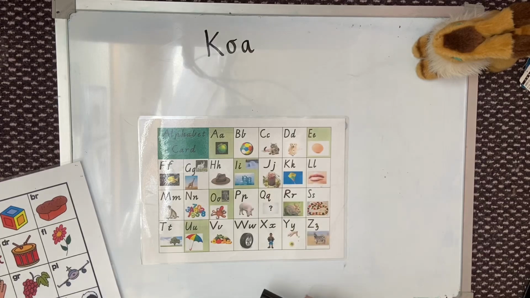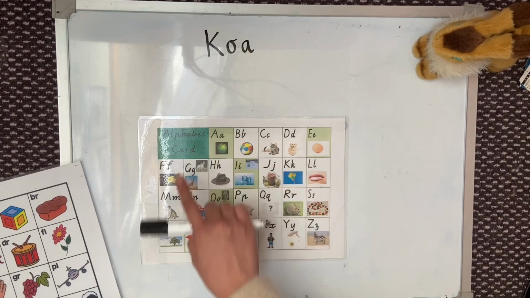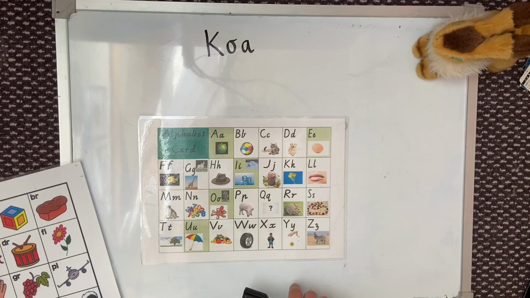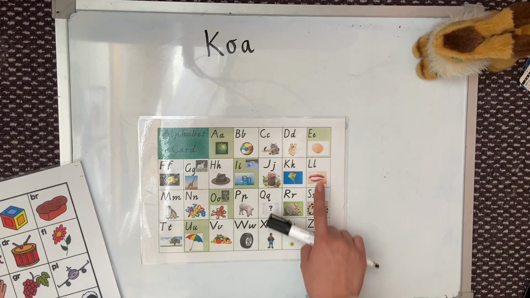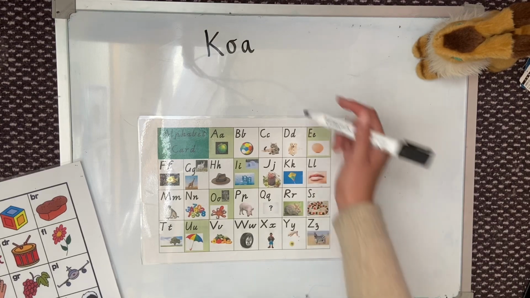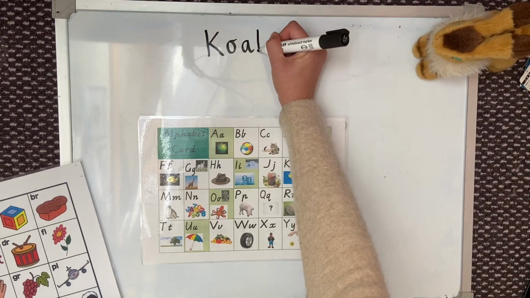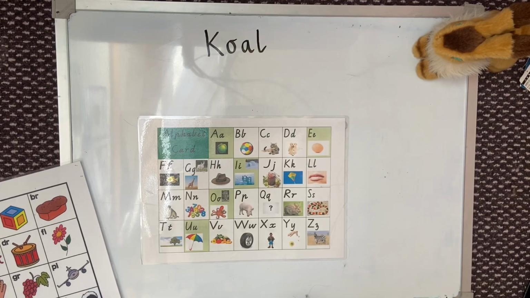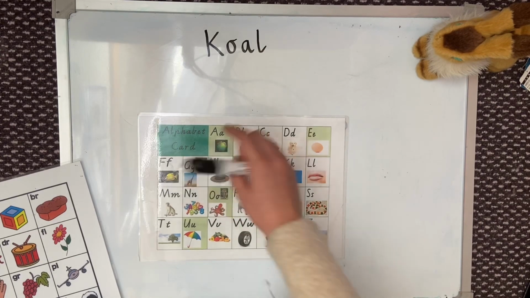K-O-A, koala. Can you hear the L in koala? Koala. What letter makes the L sound? That's right, it's L. Lips. L. What's the final sound in koala? Koala. It's that A again.